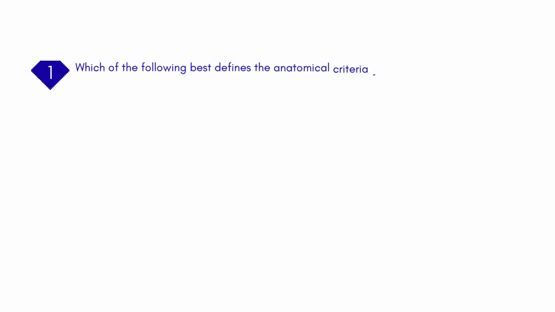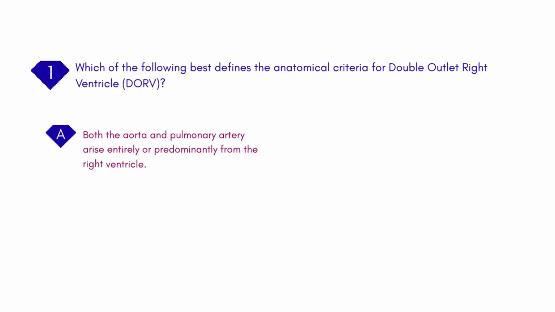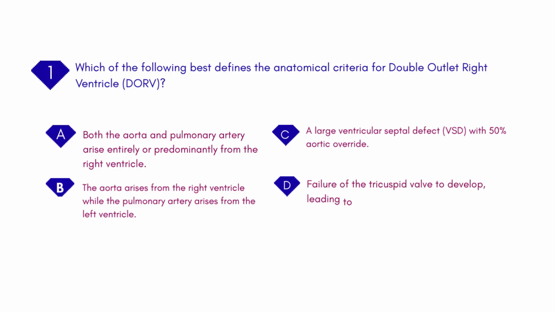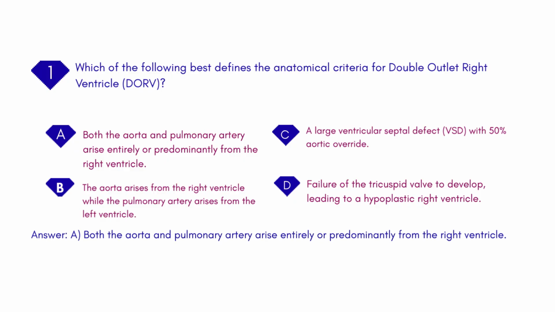Which of the following best defines the anatomical criteria for double outlet right ventricle, DORV? A. Both the aorta and pulmonary artery arise entirely or predominantly from the right ventricle. B. The aorta arises from the right ventricle while the pulmonary artery arises from the left ventricle. C. A large ventricular septal defect, VSD, with 50% aortic override. D. Failure of the tricuspid valve to develop, leading to a hypoplastic right ventricle. Answer: A. Both the aorta and pulmonary artery arise entirely or predominantly from the right ventricle.